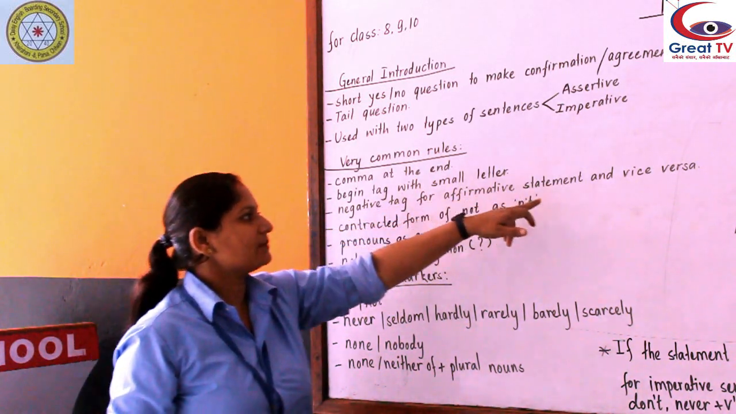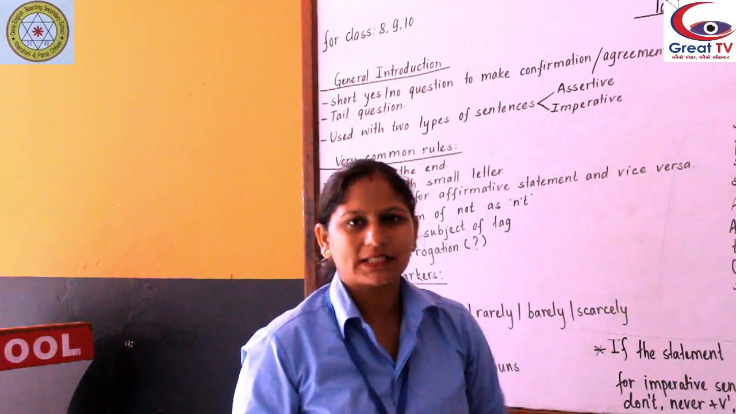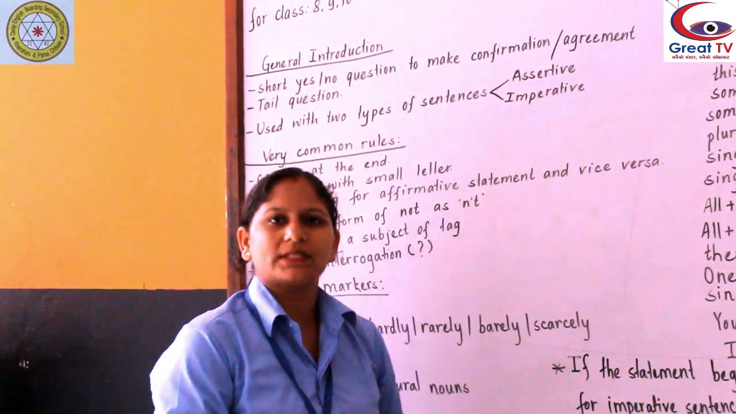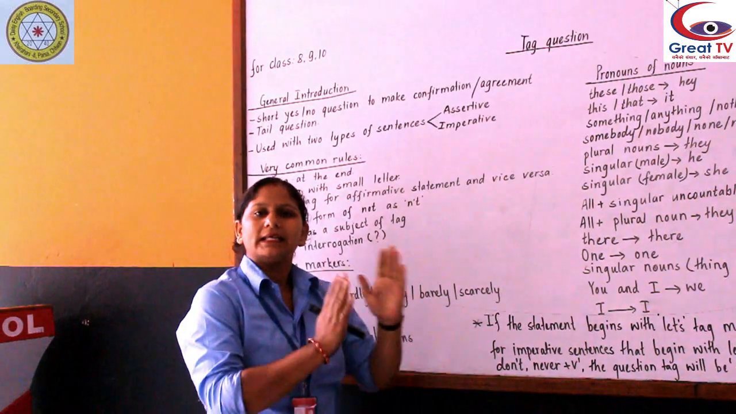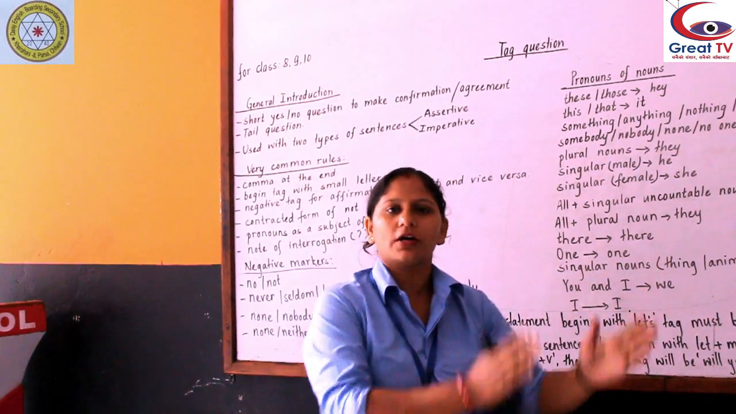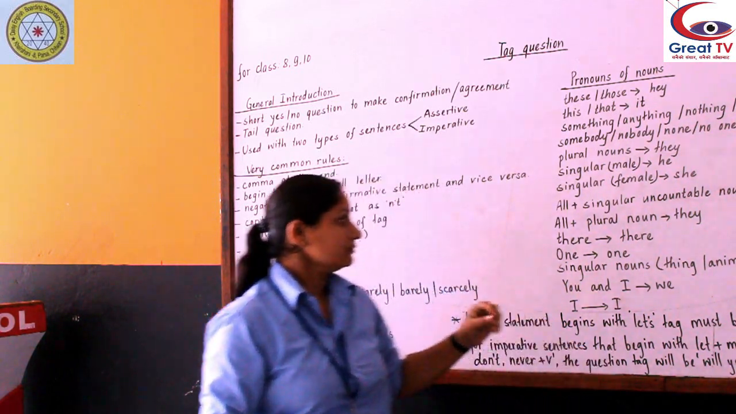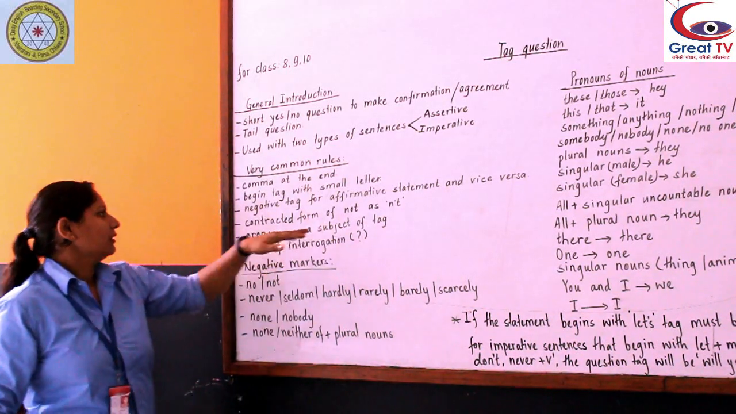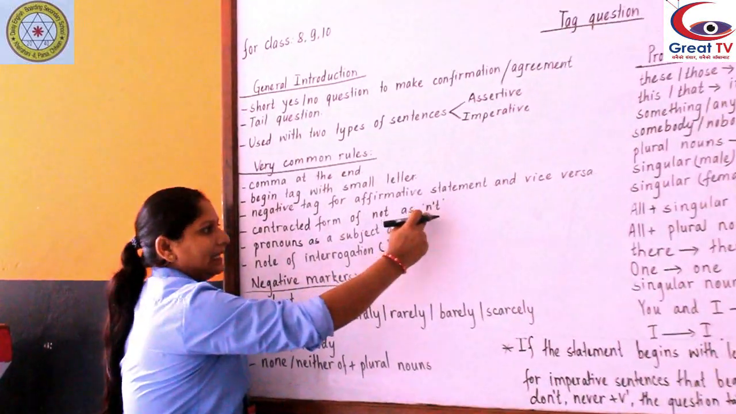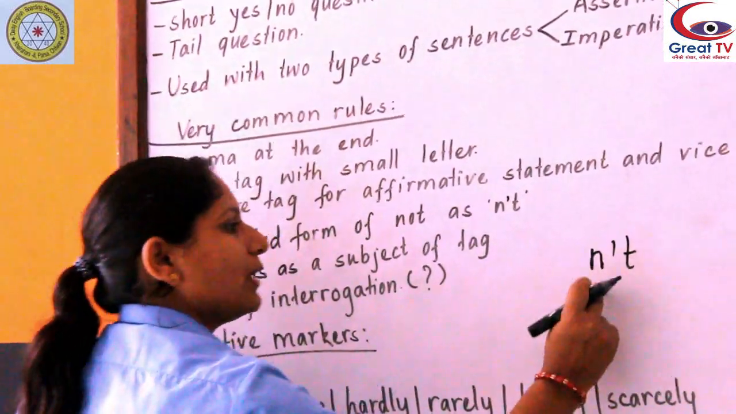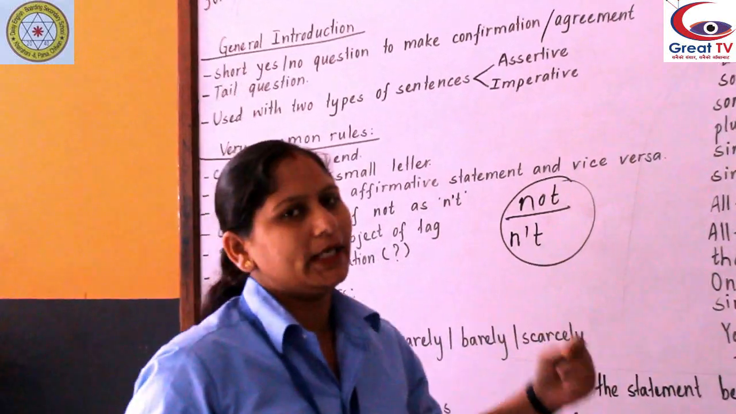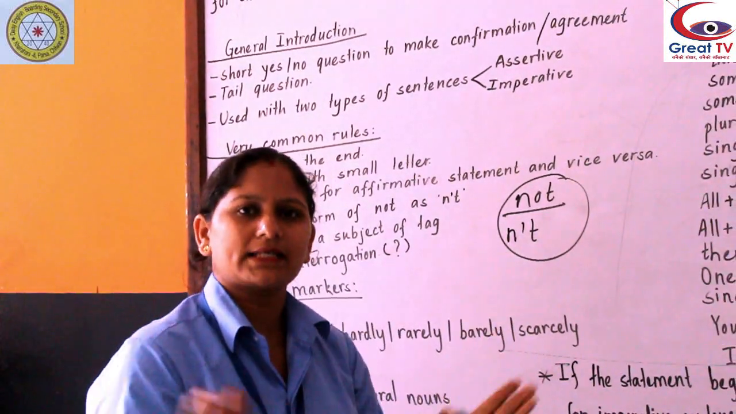Negative tag for affirmative statement and vice versa. Negative tag for a positive or affirmative sentence and vice versa, means just the opposite. Negative sentence, positive tag; positive sentence, negative tag. If the statement is negative, the tag will be positive, and if the sentence is positive or affirmative, the tag will be negative. Negative means adding not. The contracted form of not is an apostrophe and then t. We never write the full spelling n-o-t while making a tag. We always write the contracted form of not.